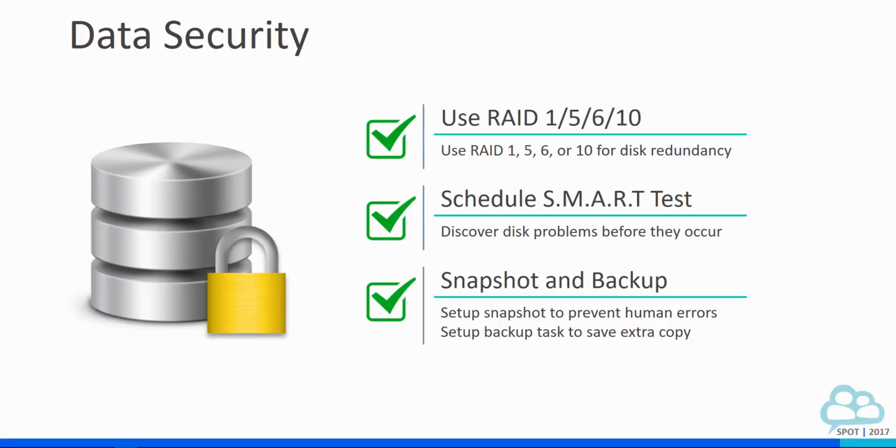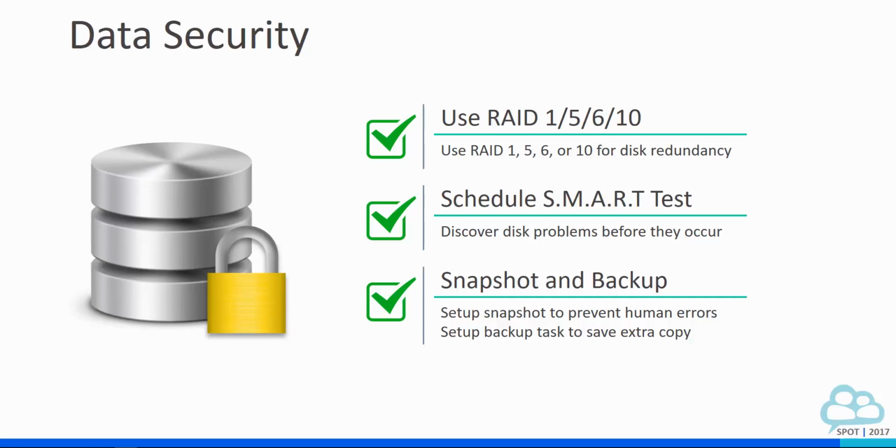Most of our units will support RAID 1, 5, 6, or 10. You can choose whatever type of RAID you prefer. By having redundant hard drives, it makes sure that even when a drive fails, your data is not lost. Because remember, with hard drives, it's not a matter of whether or not they fail, it's just a matter of when they fail.